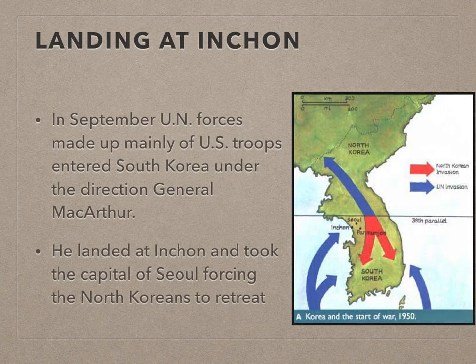So in September of 1950, UN forces that were made up mainly of US troops, because the US were the people really pushing this policy, entered South Korea under the direction of General MacArthur. He landed troops here at Inchon, and they took the capital of Seoul, forcing the North Koreans to retreat.